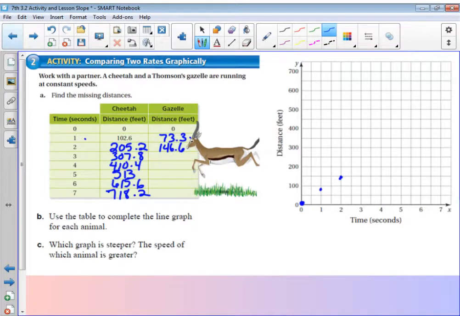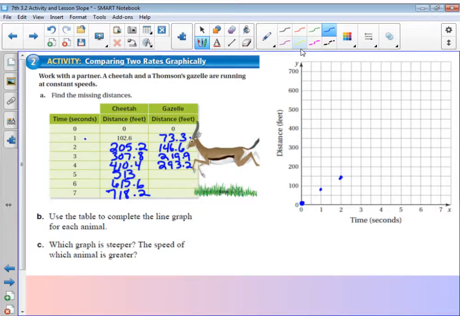Okay, so at 3 seconds, 73.3 times 3 gives me 219. I'm going to get these really quick. So plus 73.3, 293, just so I don't have to jump back and forth. So we'll go ahead and at least graph those ones out.